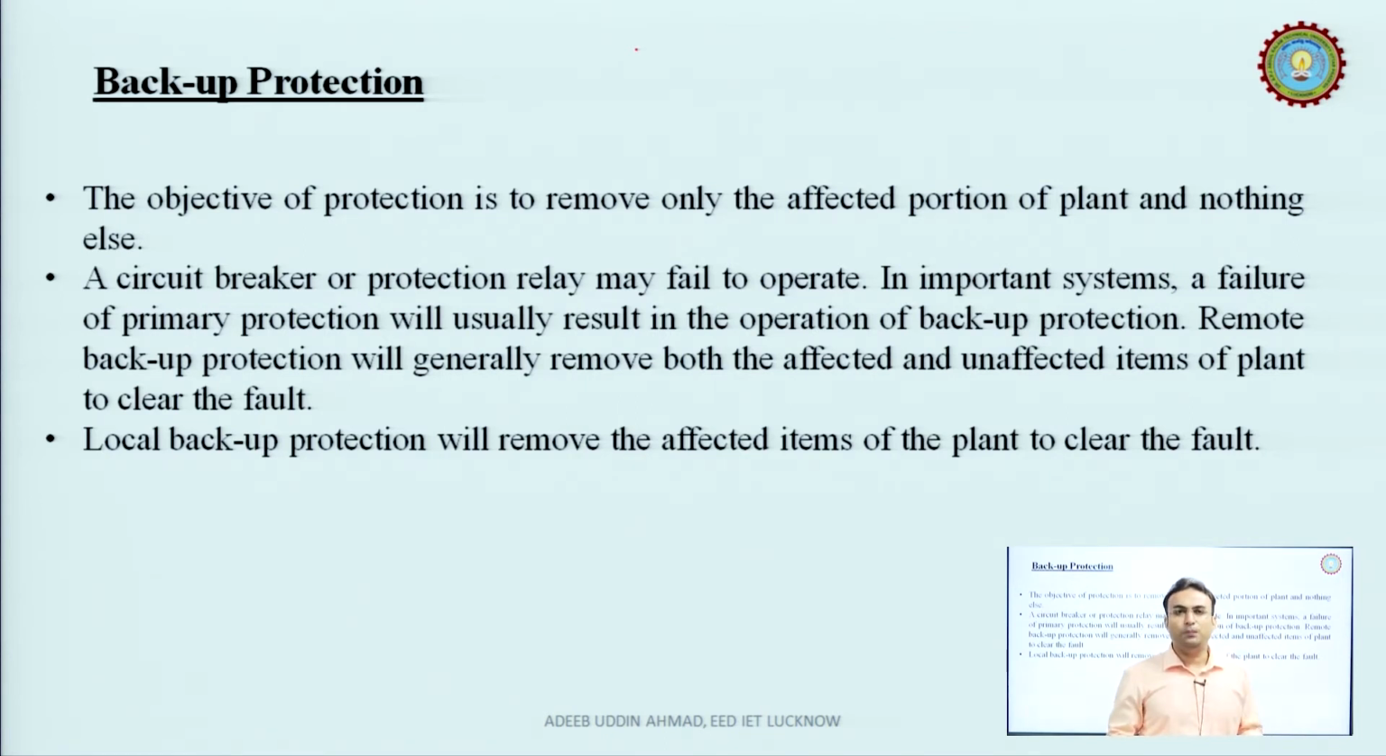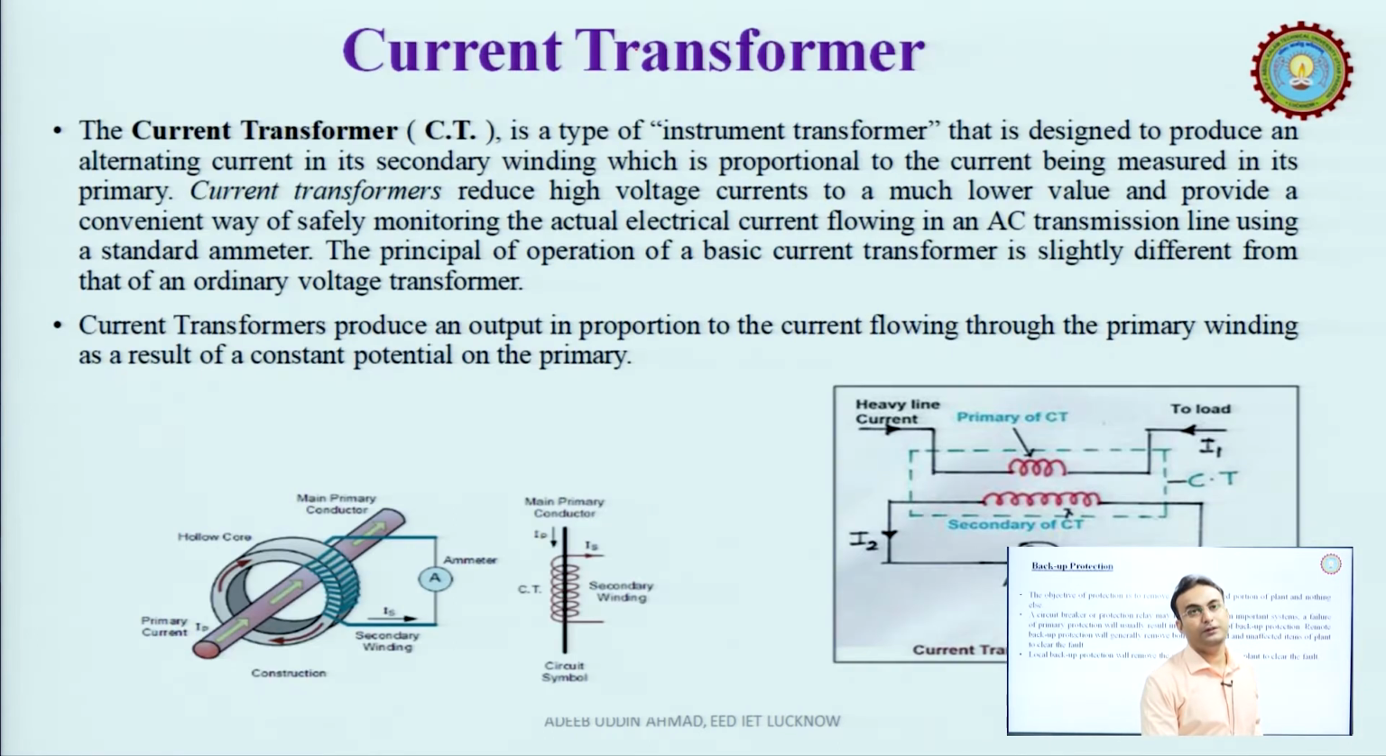A circuit breaker or protection relay may fail to operate, maybe. In an important system, a failure of primary protection will usually result in the operation of the backup protection, and backup protection has some margin in time. Suppose the primary protection will operate in 0.3 millisecond, so the backup protection will always operate after that 0.3 millisecond. So, the backup protection first waits for the primary protection, then the backup protection will operate.